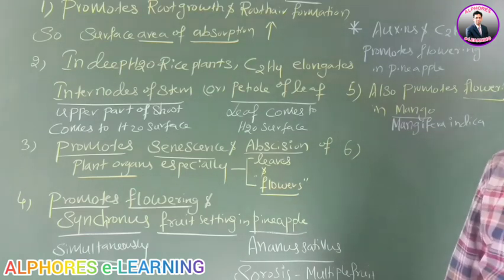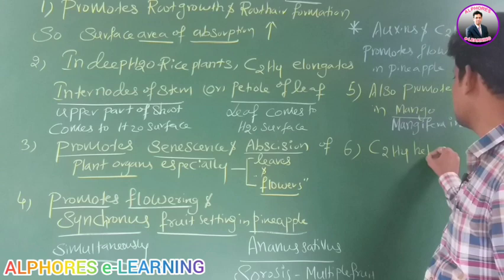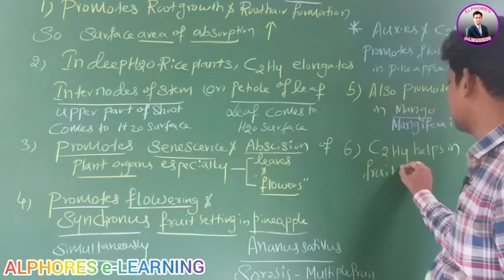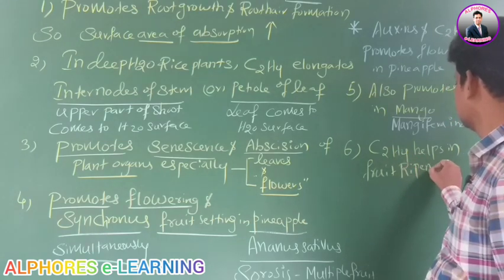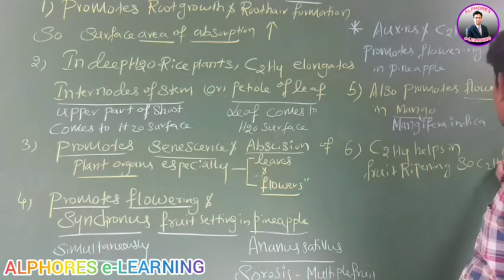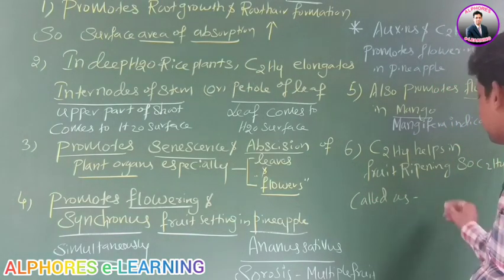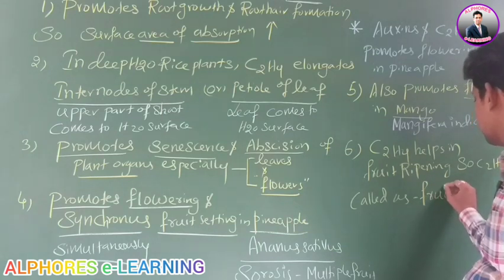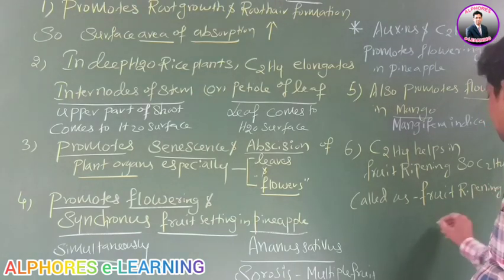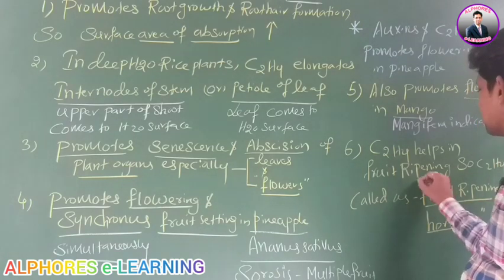Who is called a fruit ripening hormone? Ethylene. Ethylene helps in what? Helps in fruit ripening. So ethylene is called a fruit ripening hormone. Who is called a fruit ripening hormone? Ethylene is called a fruit ripening hormone.